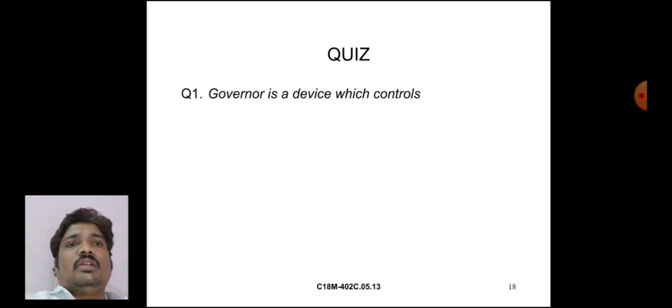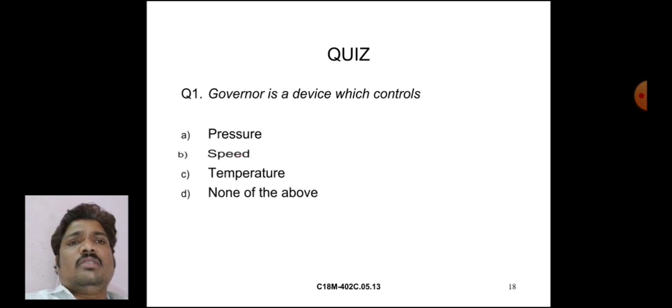Quiz: A governor is a device which controls pressure, speed, temperature, or none of the above. The answer is speed. A governor is a device which controls speed; it is useful for speed control purposes.